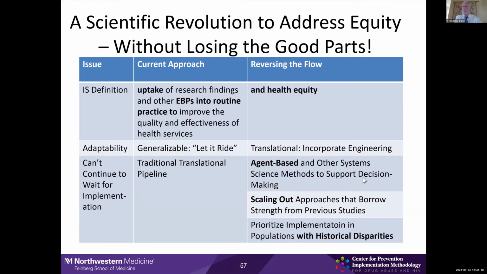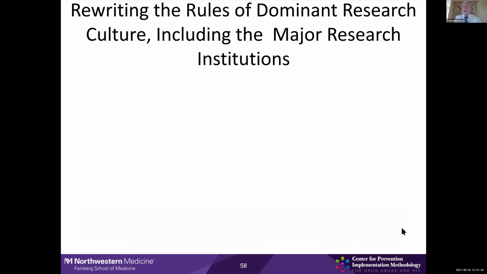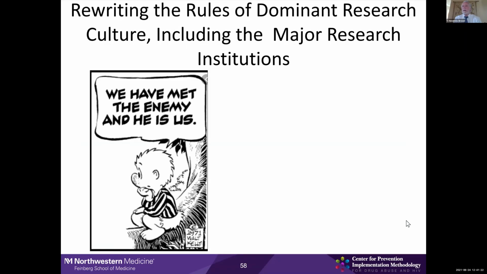You can use agent-based models to do what-if studies around decision-making. We can use scaling out in here, and we can prioritize implementation and studies with historical disparities. So here's the last piece in here. We do need to look at rewriting the rules of dominant research culture.